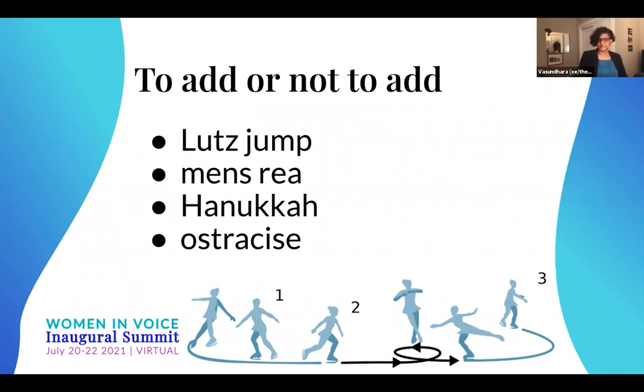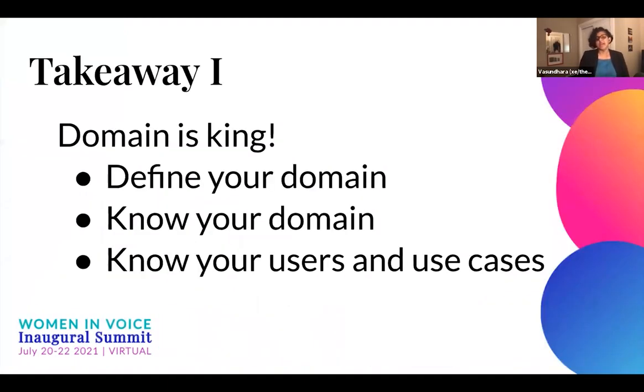So hopefully that was helpful as an exercise to illustrate this point about the difficulty of adding and not adding words to the lexicon. But my takeaway that I would like for you to walk away from this problem with is that domain is king. You don't need to define your domain. Someone higher up than you needs to define your domain and communicate that to you if you are just a lowly data scientist. And you need to know your domain that is communicated to you by other people.